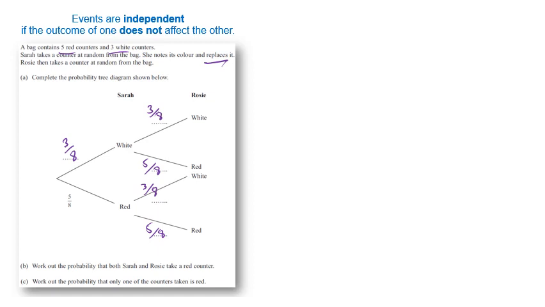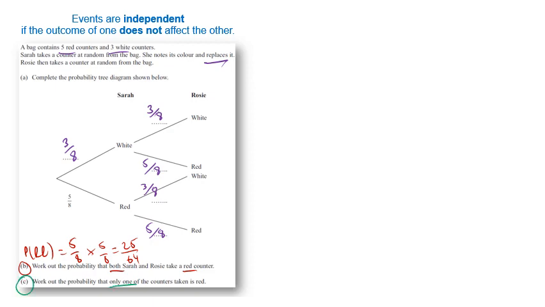To work out probability questions, so here we're looking that both taken are red. So the probability of them both being red, it was 5/8 times 5/8 gives us 25/64. Second question here is a little bit trickier.